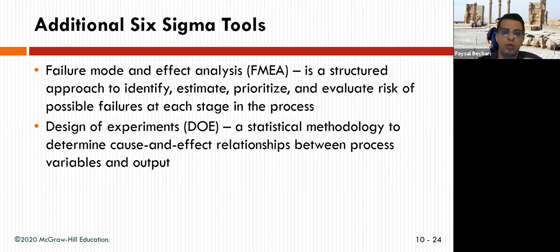So as an operations manager, you need to look at the chance of this failure happening and the effect of this failure happening. And this is where you prioritize the improvement of production. The other tool is design of experiment, which is a statistical methodology to determine the cause and effect relationship between the process variables and output.